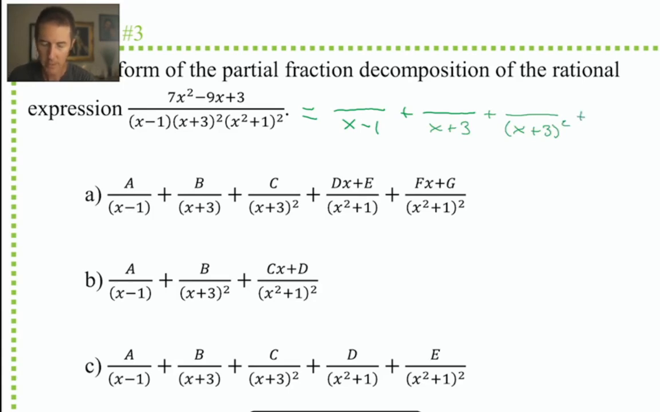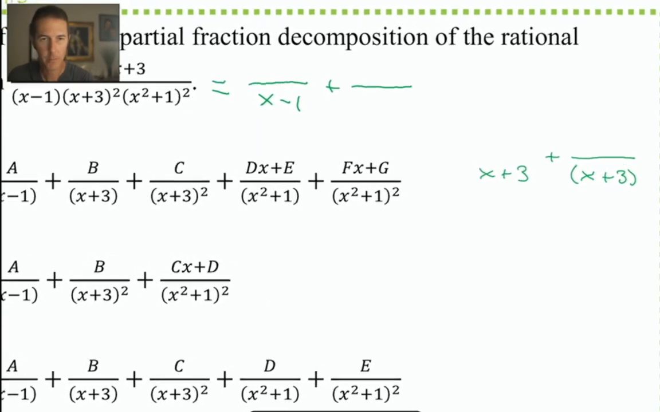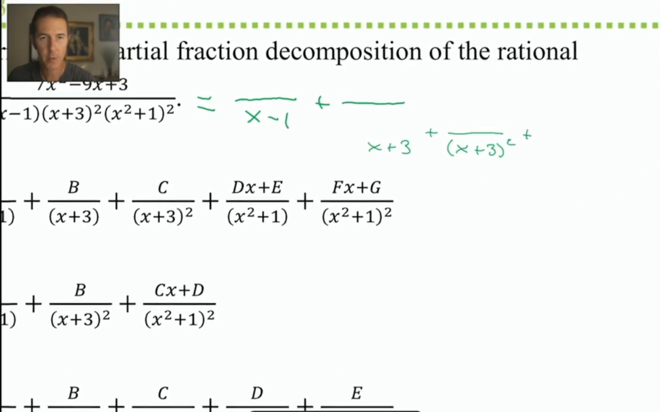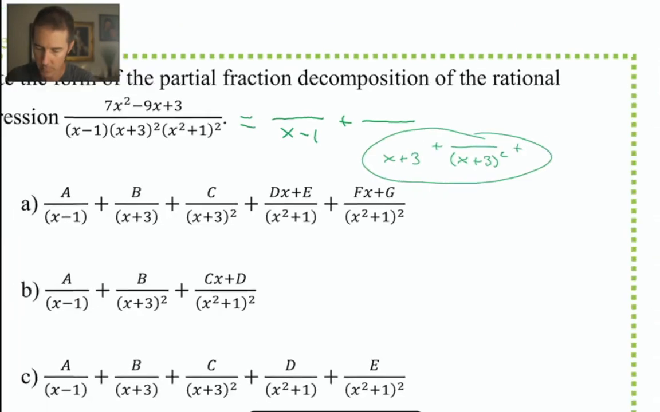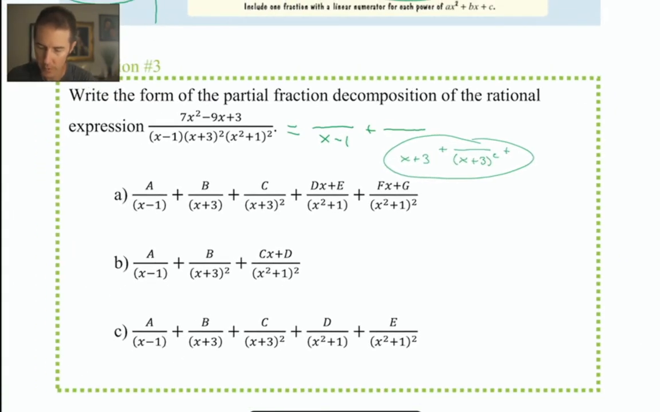Plus, and now I've got an x squared plus 1 that's being raised to the 2nd power. And, oh, I moved my screen over, and this stuff moved for some reason. I don't know. If I zoom out, does it move back? Of course not. Let's try that again. There's the x plus 3 to the 1st power plus the x plus 3 for the 2nd time squared.